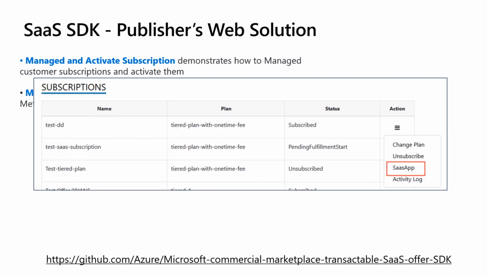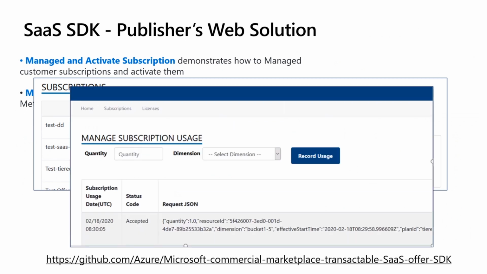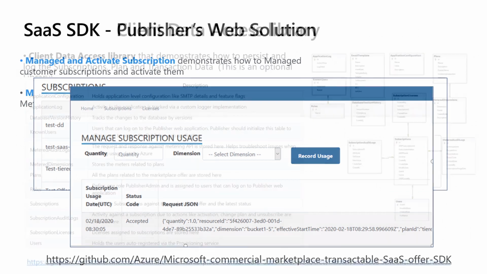This is the example of the subscription management, and this is from the publisher side, and this is an example of how you would manage the subscription usage using meters. So you select the dimension that you want, set the quantity, and then you will record the usage. And on the bottom, you can see the messages that went from your SaaS offer or your SaaS solution to the API and back.